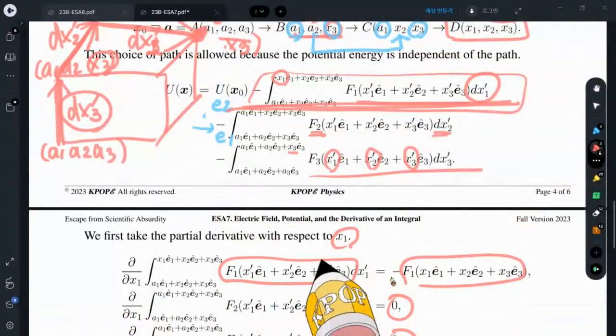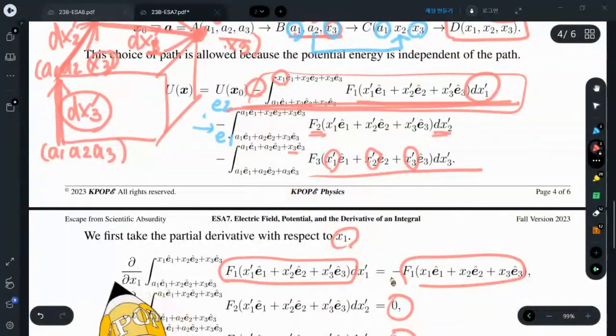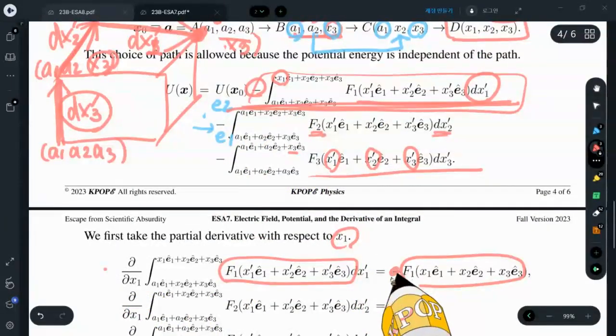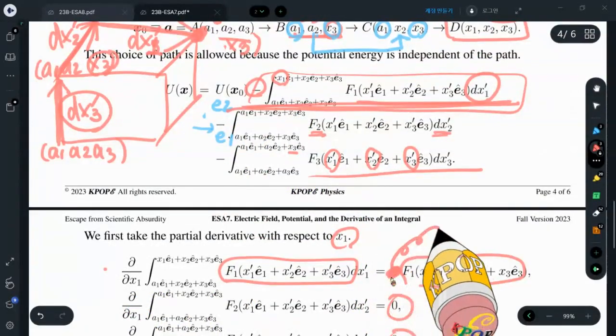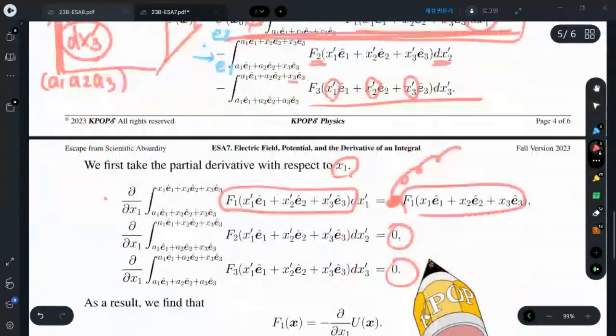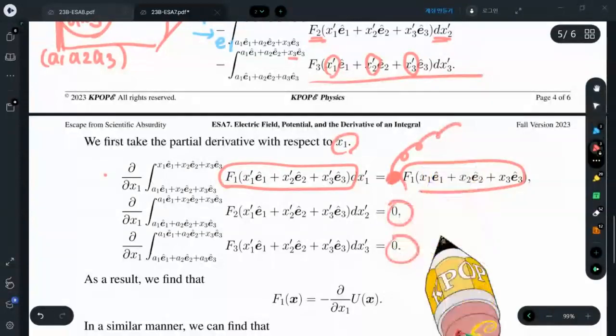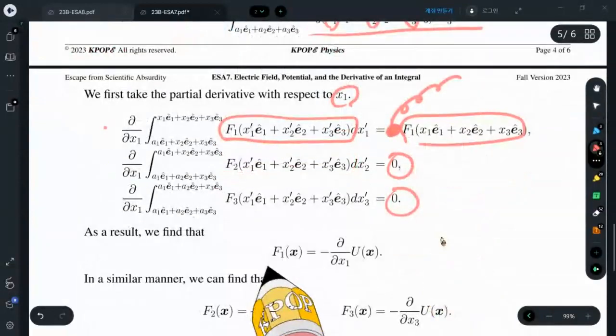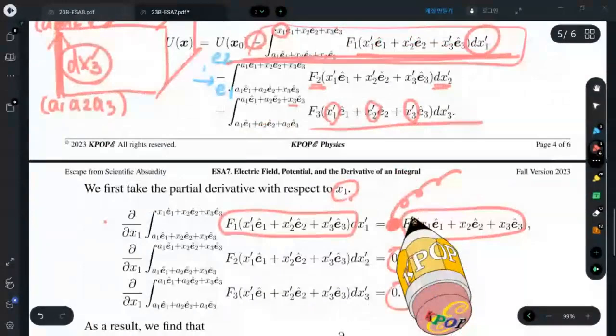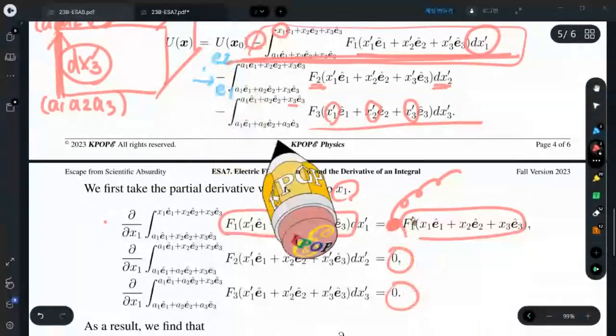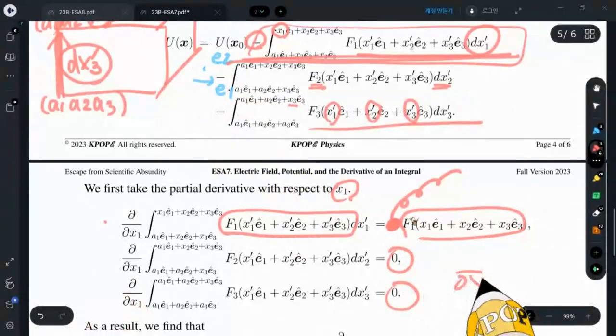So here I have to put the negative sign. Let me correct this one later. This one should be erased. Okay, this is not minus, it is positive. And then finally, what we obtain here is a derivative of U. Derivative of U equals minus F1.